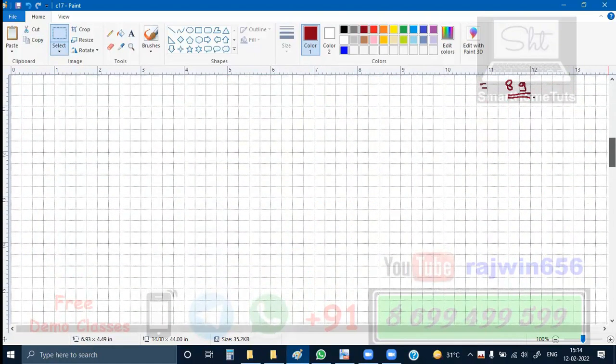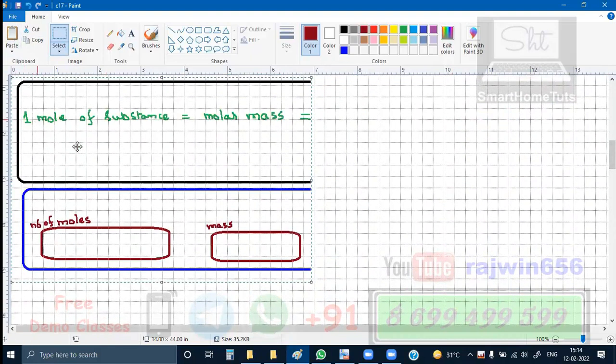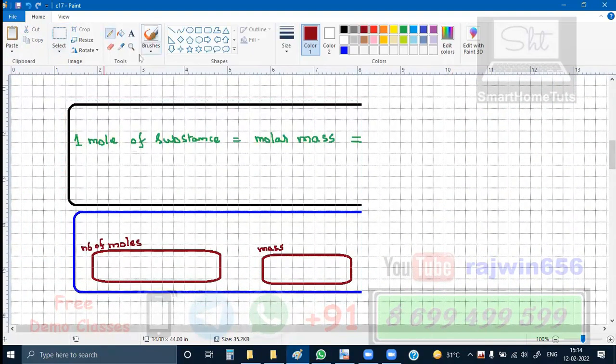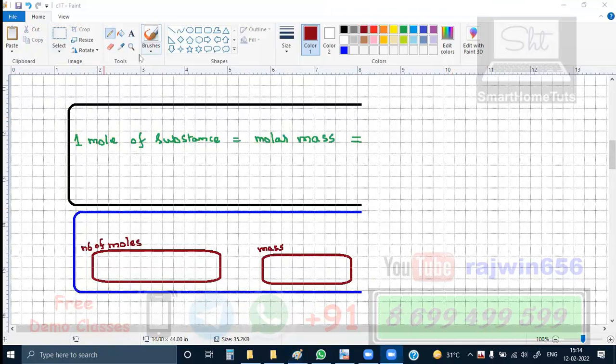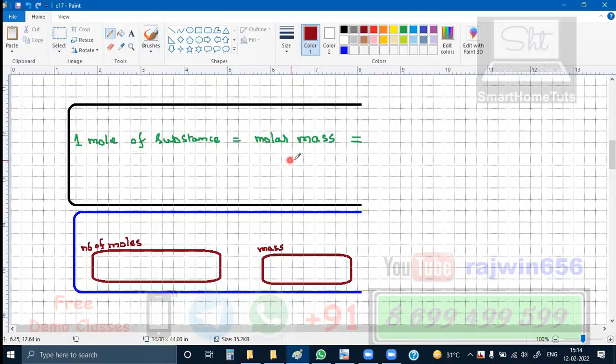What I'm going to do over here is, we already calculated this part. Molecular mass is 32 grams, and the mass of oxygen that we have calculated is 8 grams. We did that right now. So 1 mole is 32 grams. So how many moles will be 8 grams?